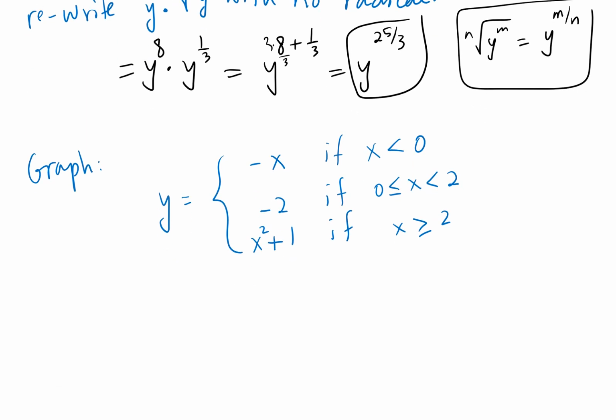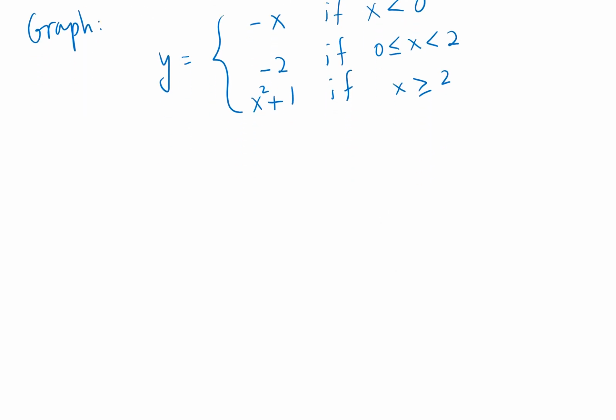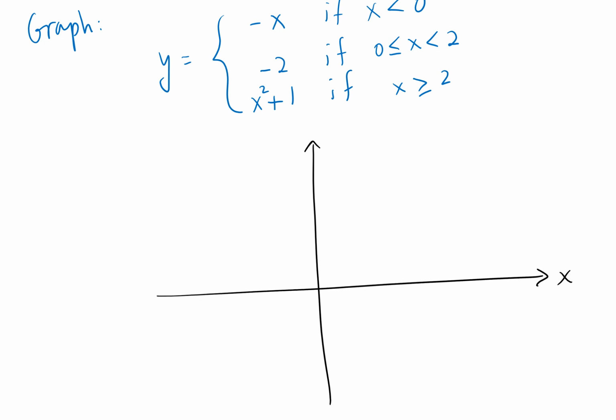Next one, we are going to graph this piecewise function. First one, y equals negative x. Everyone should know this by heart. This is negative x. But it says only graph it when x is less than 0, means to the left of 0.